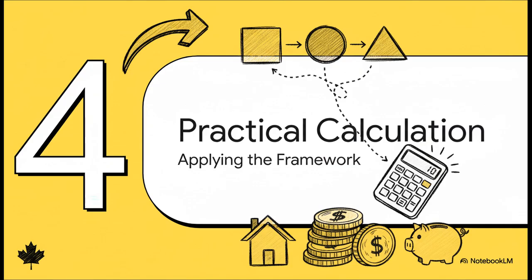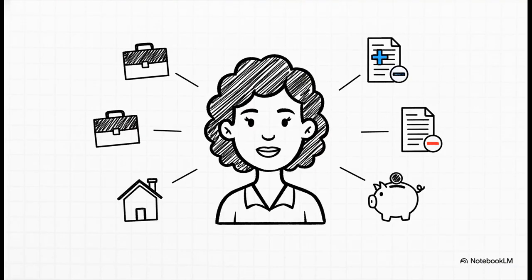Let's make this real. We're going to take that three-division framework we just talked about and apply it to a practical example to see how all the pieces come together with actual numbers. So let's meet our taxpayer, Miss Tammy. We're going to use her financial information for the 2025 tax year to walk through the entire calculation from start to finish. This will really help solidify how the framework operates in practice.